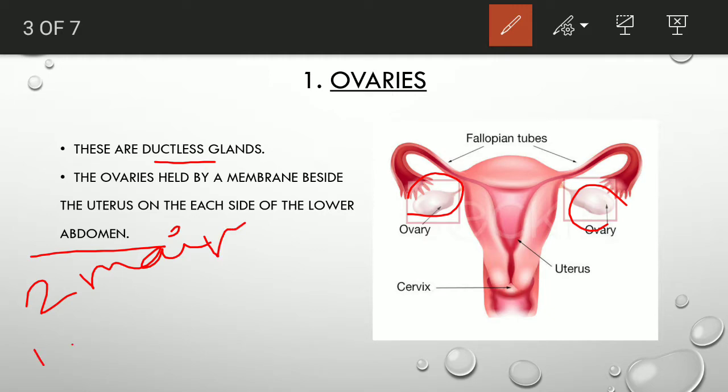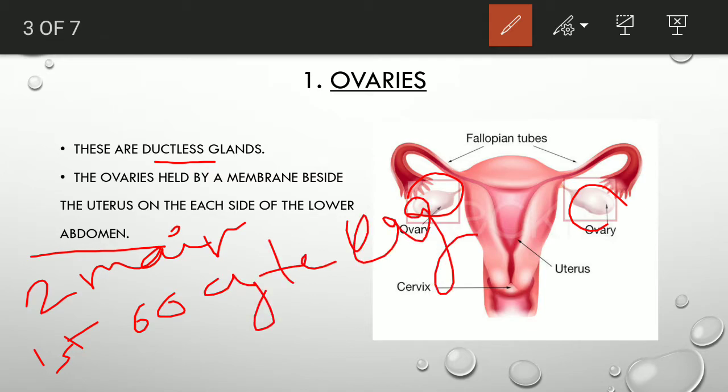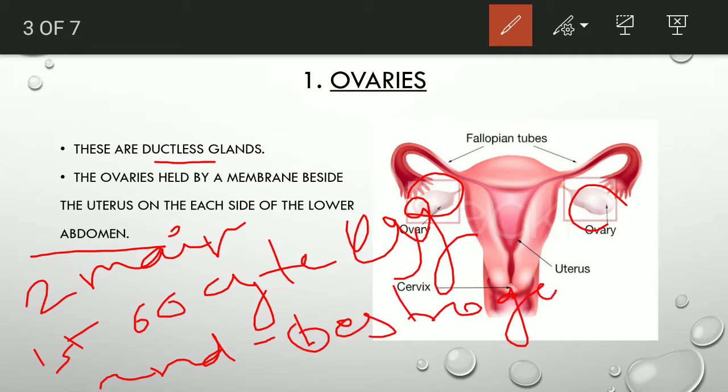First one is that they produce oocytes or egg, and second one is that they produce the reproductive hormones estrogen and progesterone.